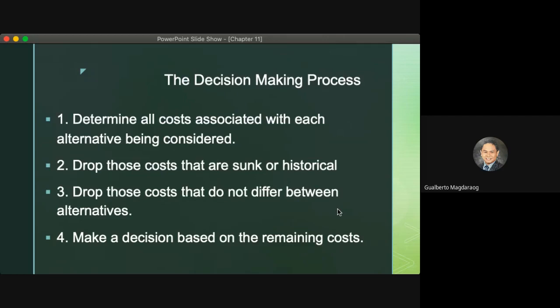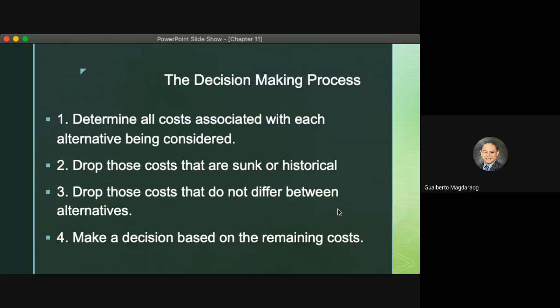Drop those costs that do not differ between alternatives. For example, yung depreciation nun, no matter what we choose, we will still incur the depreciation of the building unless our options include a total repair of the building, and it will improve the building. Magkakaroon ng changes yung depreciation. Pero kung wala naman, the same pa din, then you can now drop that cost dahil irrelevant na siya.